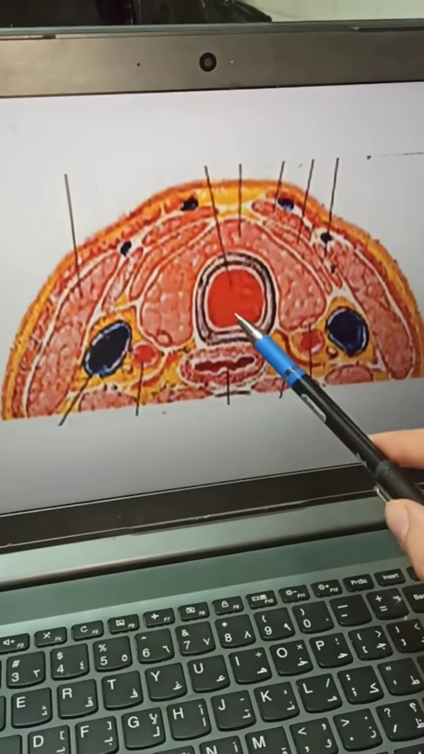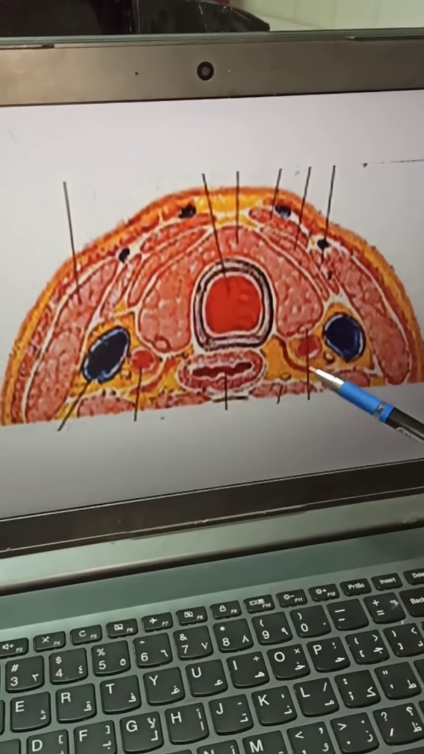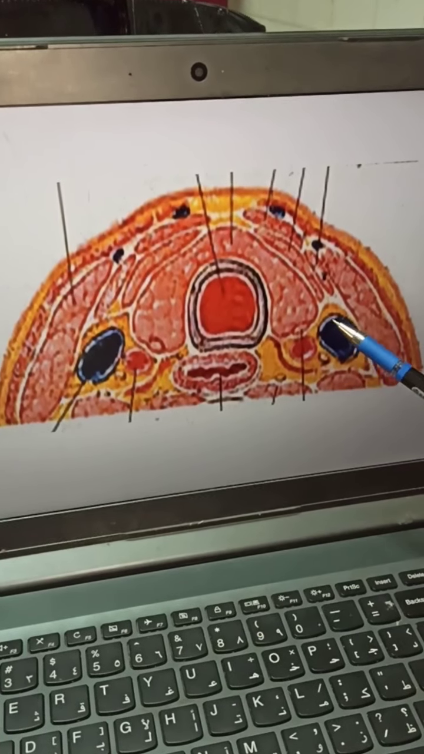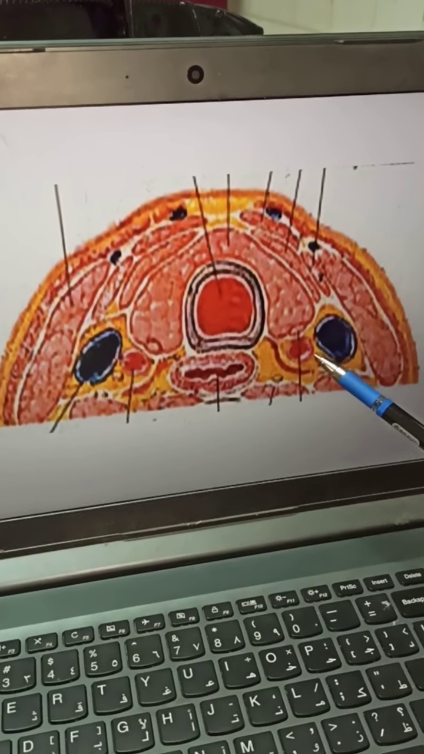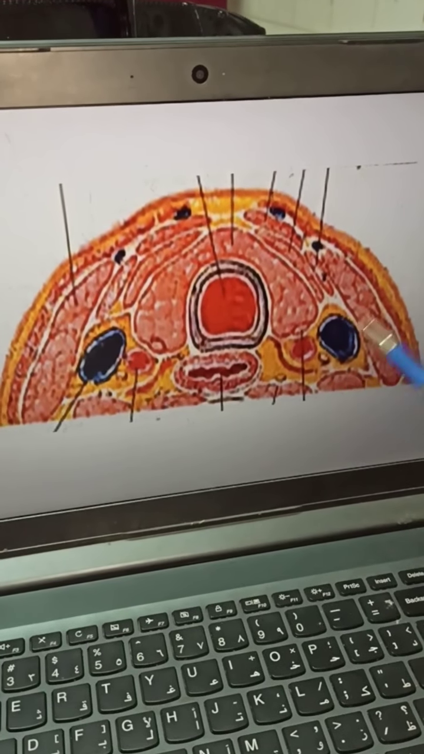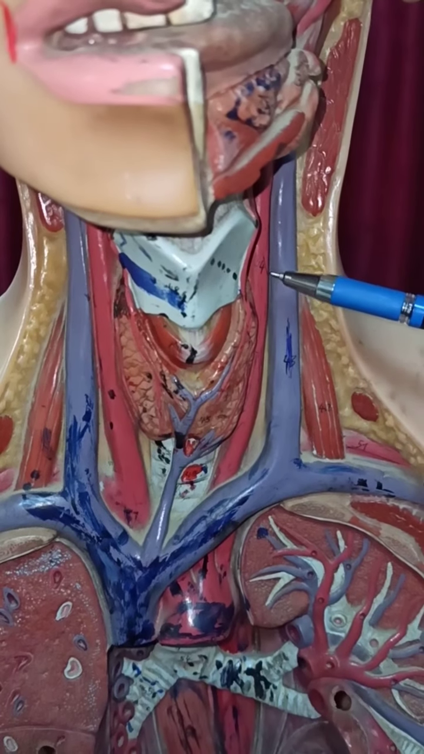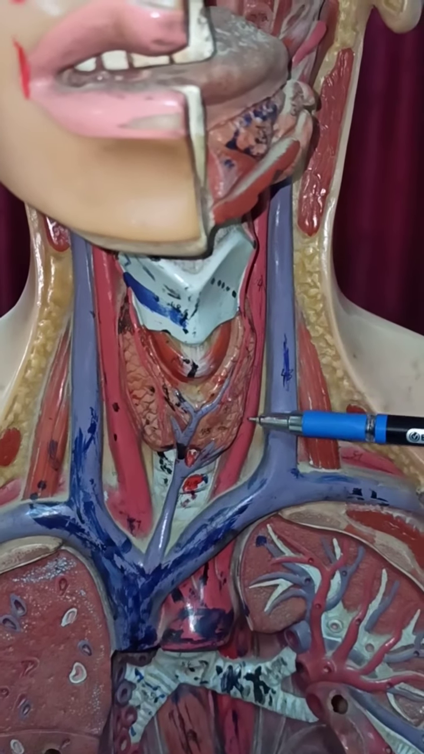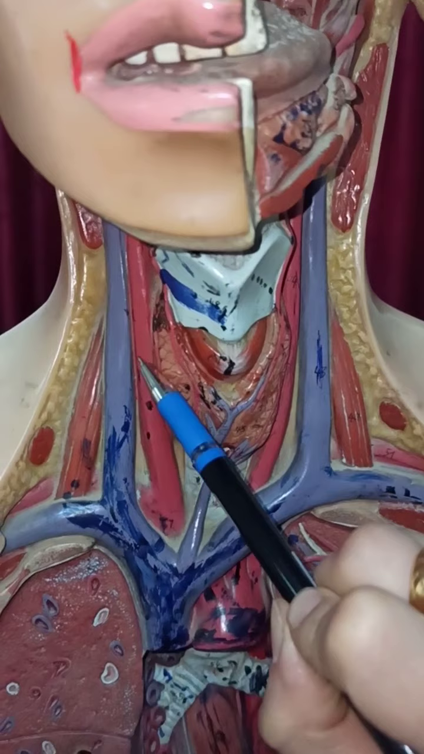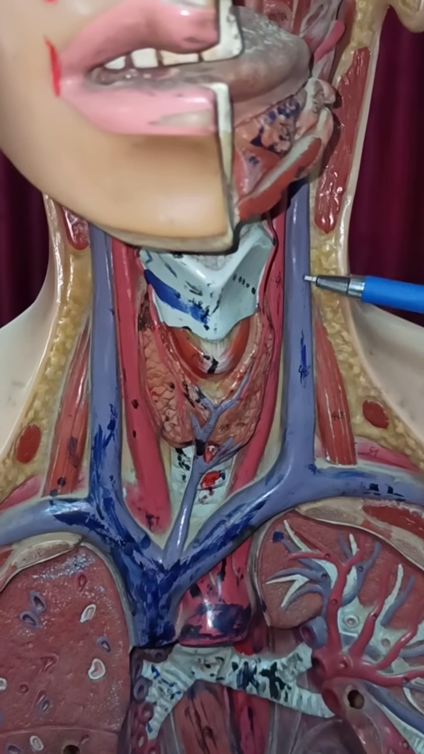Medial relations are trachea and esophagus behind it. Posterior relations are internal jugular vein, common carotid artery, vagus nerve in between. On this model, here is the common carotid artery. And this is the internal jugular vein.